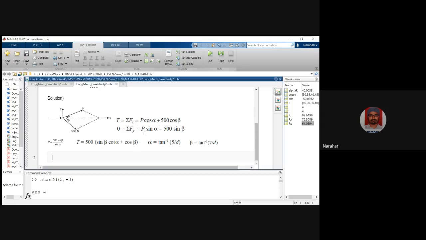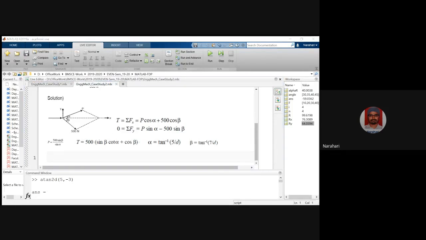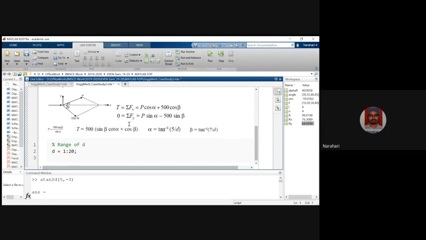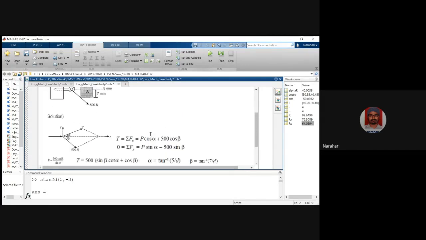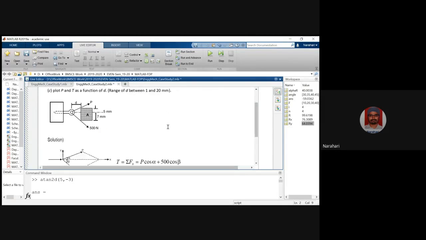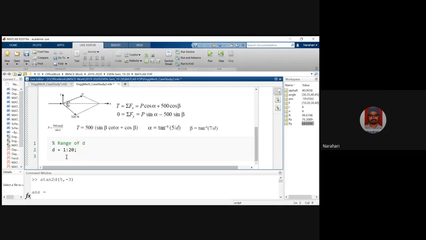Okay. So I will paste the same code one by one along with the comments. I have given comments so that it is easier for reading. I am initializing or declaring one variable d, which is going from 1 to 20 in step of 1. Right? That is what this question says. You can see here range of d between 1 and 20 mm. Okay. So this is range of d.